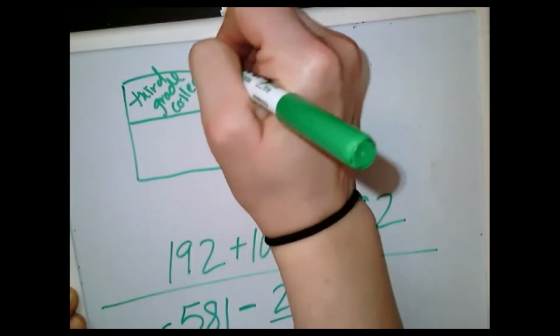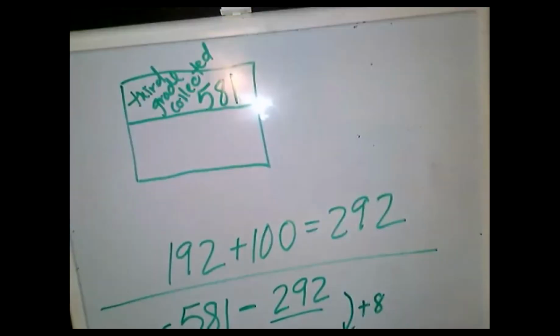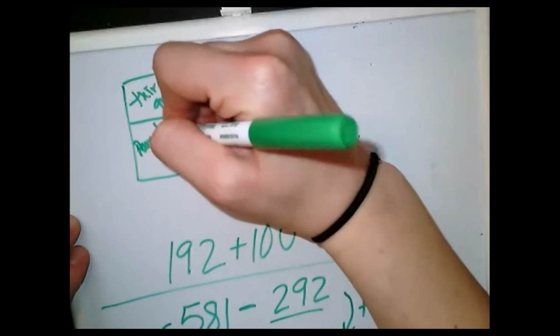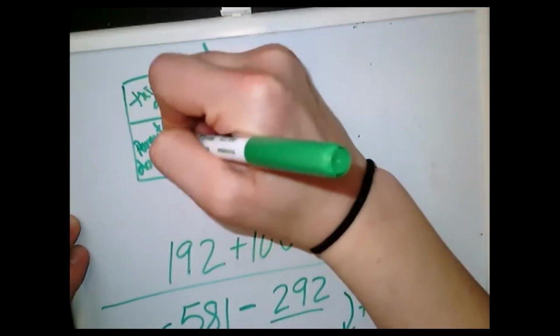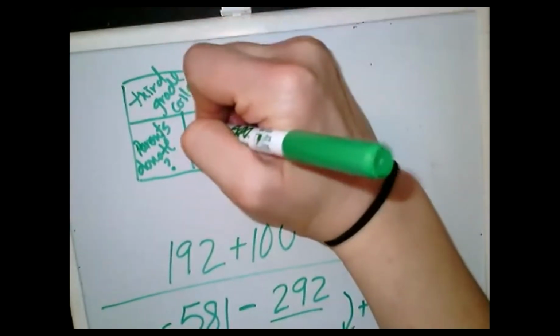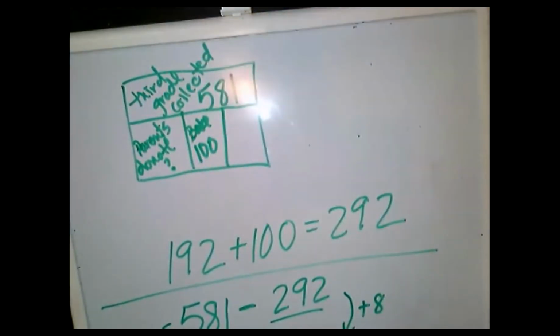So that's technically not the total. That's part of the money that they need for the field trip. Okay. And then for the parent donated, you're supposed to put a question mark because we don't know how much the parent donated, because it doesn't say in the problem. Great. And the scholars from the bake sale, they got $100. And then the total trip would cost $581.